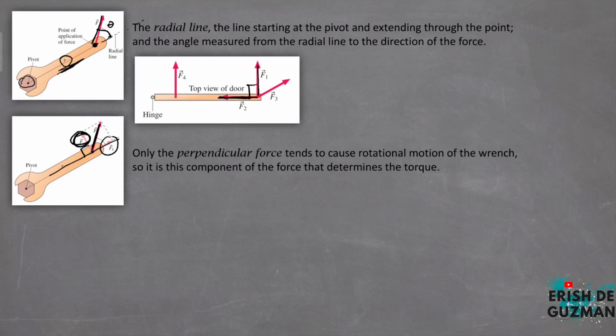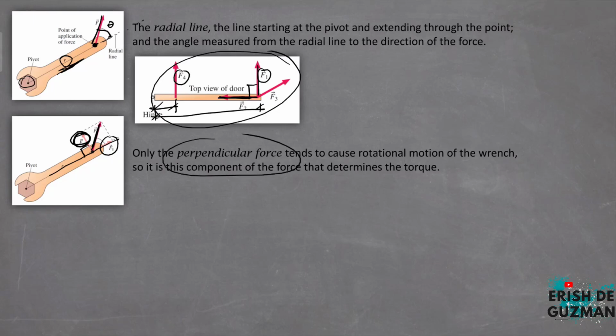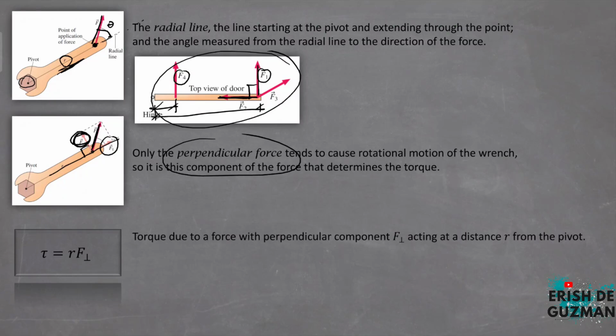Yung force applied at a greater distance from the pivot has a greater effect on rotation. Kaya nga, dito sa figure natin na to, mas malaki yung torque na ibibigay ng force 1 kaysa sa force 4 kasi mas malaki yung radius niya from the pivot. So, mas malaki yung value ng radius, mas malaki yung maipoprovide na torque. And we also saw that only the perpendicular force contributes to the torque. Nabanggit nga natin dito lang. Both of these observations are contained in our first expression for the torque. So this is our equation for the torque. Torque due to a force with perpendicular component acting at a distance r from the pivot.